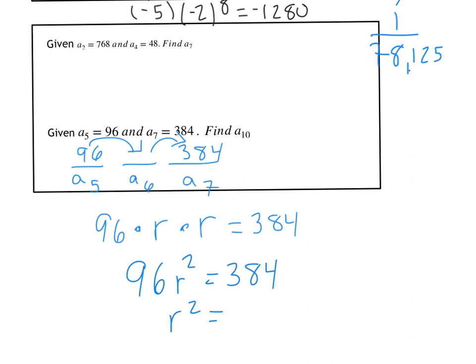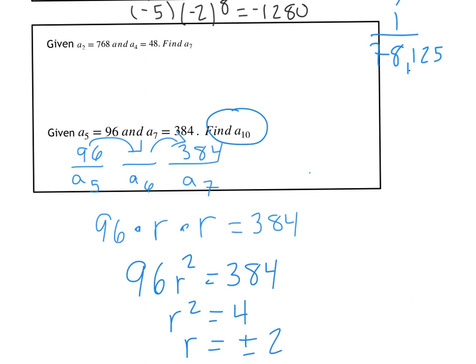R squared equals 4 if we divide by 96. And when we take the square root, we're actually going to get two values for r. R could be plus or minus 2. Awesome. Okay? Which means now I want to find the 10th term.